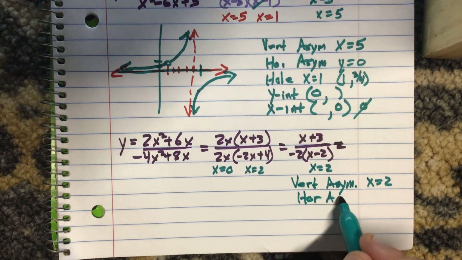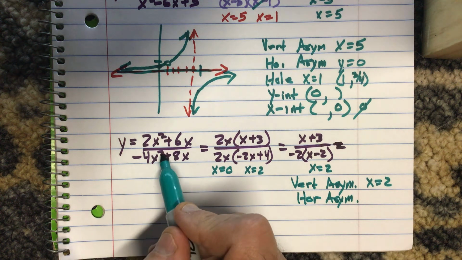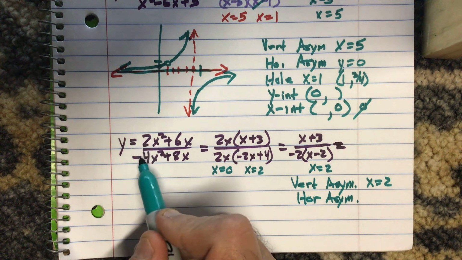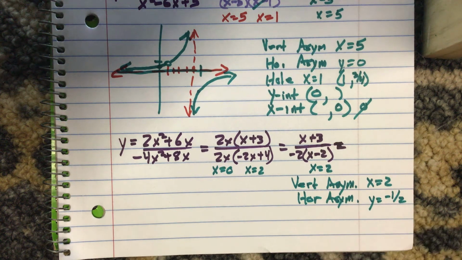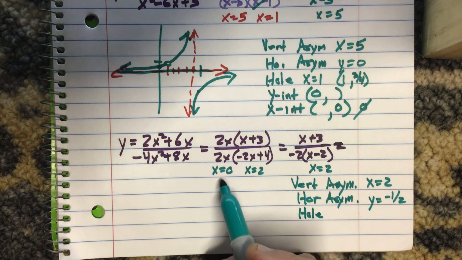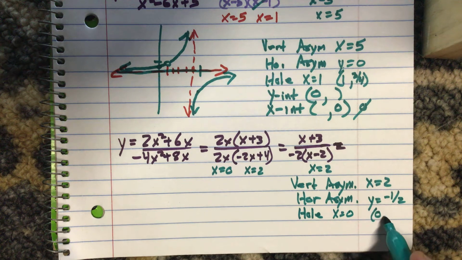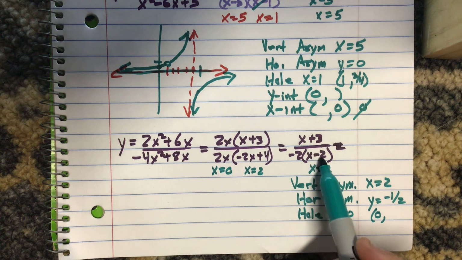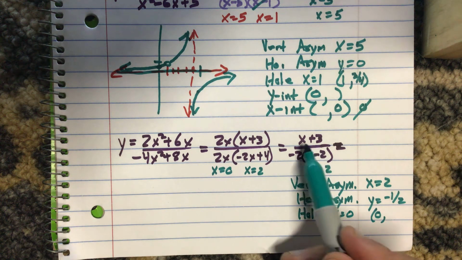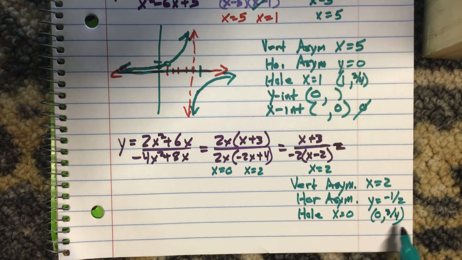Horizontal asymptote, I go back and look at the original function. I can see that the exponents are the same in the numerator and denominator, so I look at the coefficients, which is -2 over 4, or -1/2. There's a hole. A hole is a value that I couldn't plug in, but now I can. So there's a hole at x equals 0, more specifically at (0, ?). So I plug in 0 into this function. 0 minus 2 is -2, times -2 is 4. 0 plus 3, so I get 3/4. There's a hole at (0, 3/4).